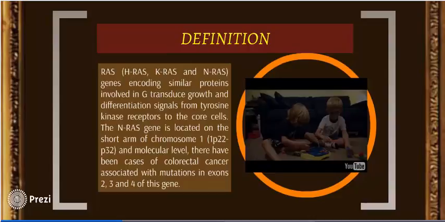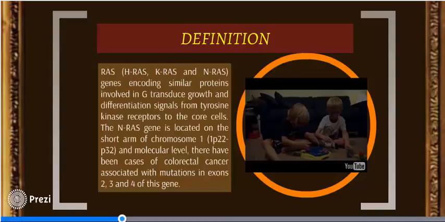Definition: RAS. Genes encoding similar proteins involved in G-protein growth and the differentiation signals from tyrosine kinase receptors to the core cells. The NRAS gene is located on the short arm of chromosome 1 at molecular level. The level being cases of colorectal cancer associated with mutation in exon 2, 3, and 4 of this gene.